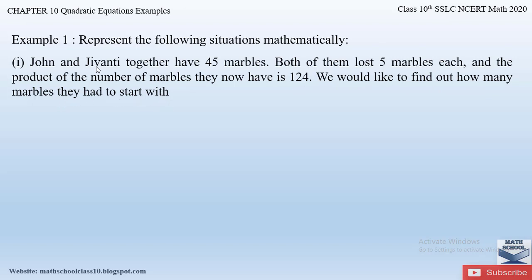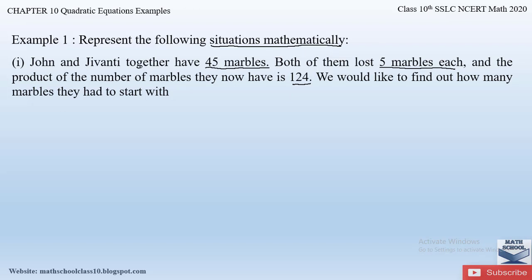So let us first understand the question. John and Jeevanti together have 45 marbles. Both of them have lost 5 marbles each, and the product of the number of marbles they now have after losing 5 marbles is 124. We have to find out how many marbles they had initially. So this whole situation should be represented mathematically. This is the actual question.